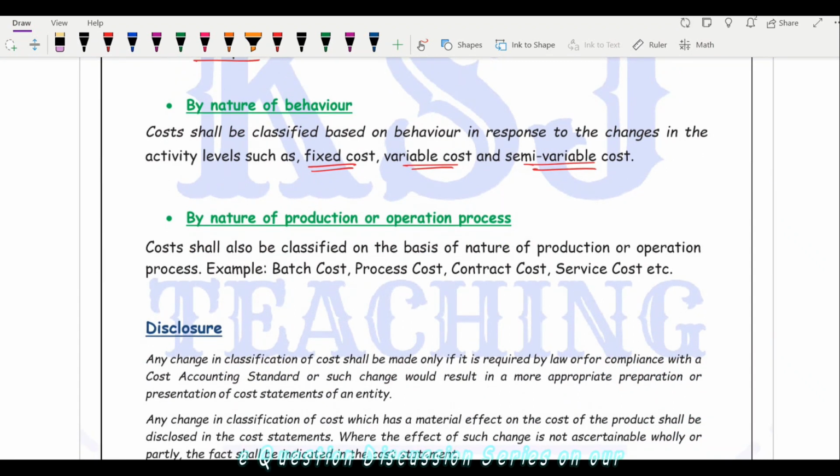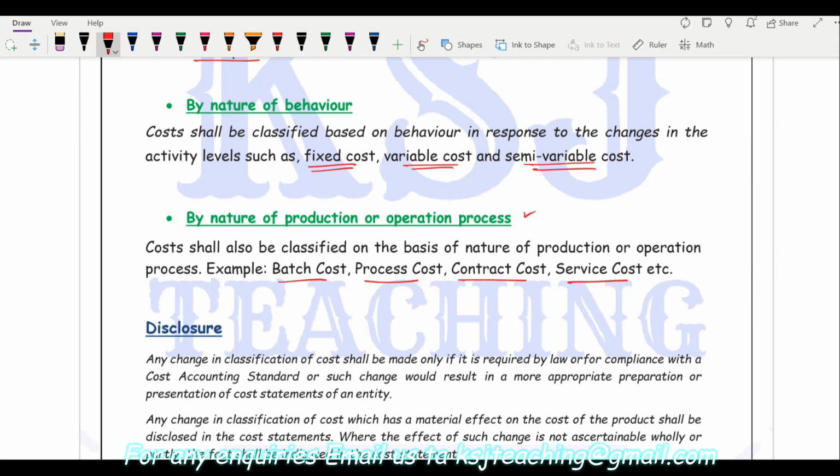Then by the nature of production or operation expenses, whether it is a process cost, whether it is a contract cost, that is, what type of industry it is, what type of activity it is, right? Whether it is a service cost, whether it is a batch cost, so it is dependent upon the activity that we are carrying on. So based on that, we can also classify the cost, right?